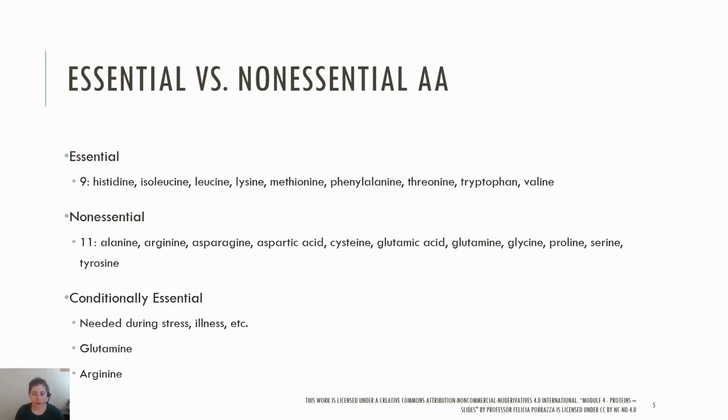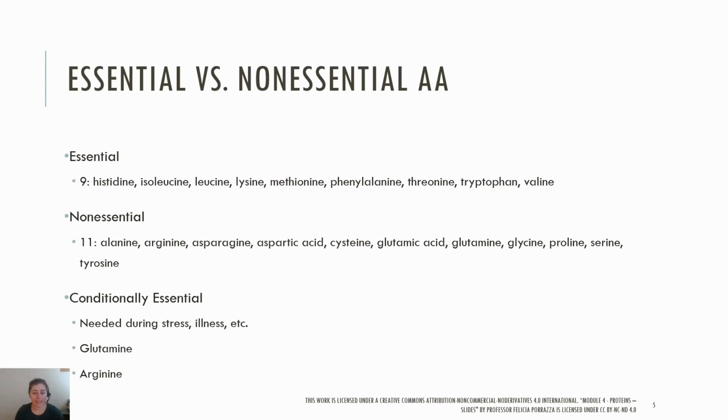Essential amino acids are those that cannot be made by the body or cannot be synthesized because our cells cannot make the carbon skeleton, attach an amino group, or make them fast enough to meet our needs. The essential amino acids must come from food and include histidine, isoleucine, leucine, lysine, methionine, phenylalanine, threonine, tryptophan, and valine.